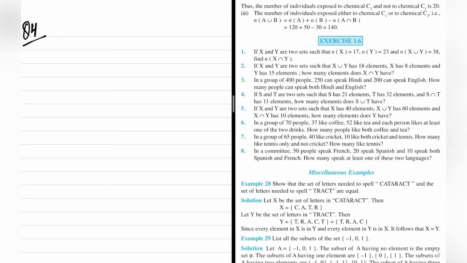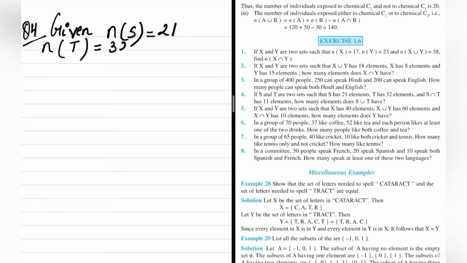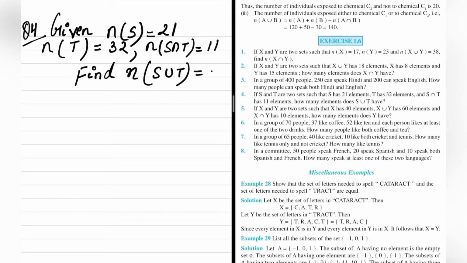If S and T are two sets such that S has 21 elements, T has 32 elements, and S intersection T has 11 elements, how many elements does S union T have? So what is given to you? Given is n of S is equal to 21, n of T is equal to 32, and n of S intersection T is equal to 11. And you have to find the number of elements in the union. So n of S union T. So you have to find this.